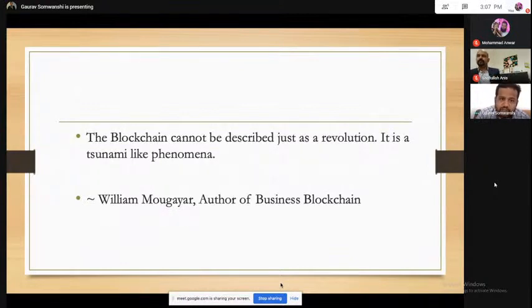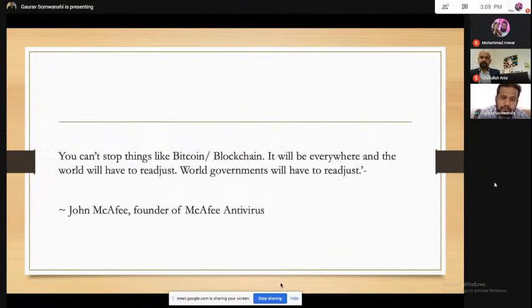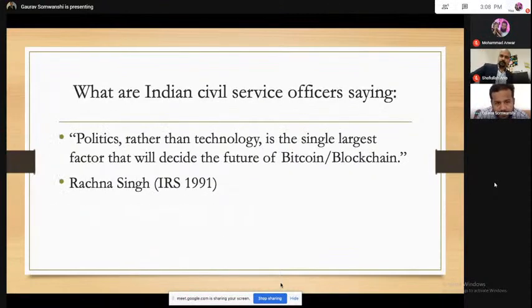William Mougayar, the author, has said that blockchain cannot be described just as a revolution, it is a tsunami-like phenomenon. John McAfee, you must know him through the McAfee antivirus, said you can't stop things like Bitcoin or blockchain. It will be everywhere and the world will have to readjust. The world governments will have to readjust.